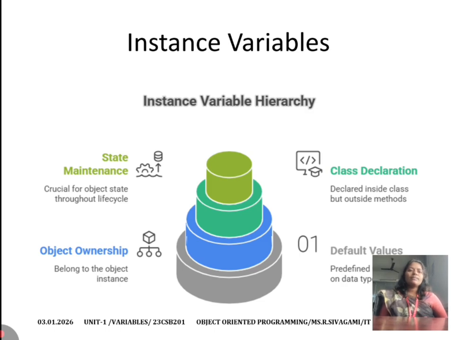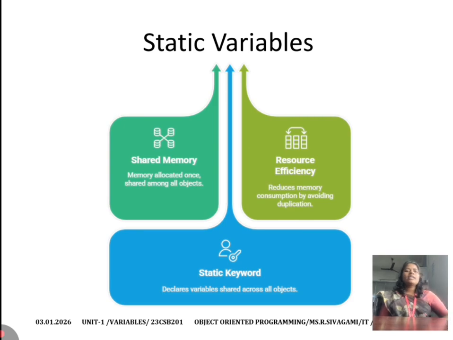Here I give a simple hierarchy, like a flow chart. The next one is the static variable hierarchy. I give here shared memory, resource efficiency, and then the static keyword.